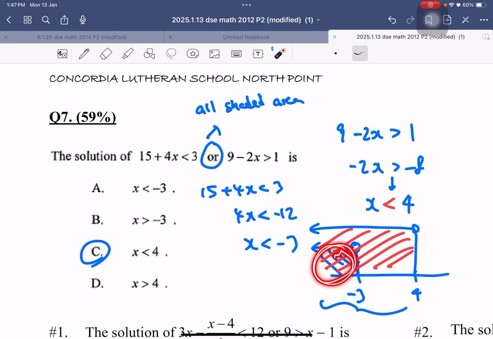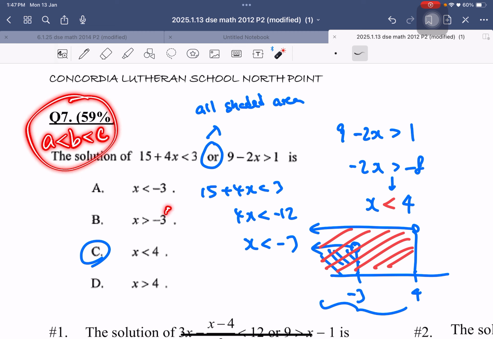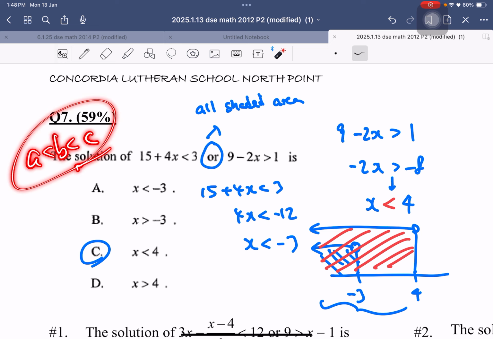Then if I have A smaller than B smaller than C, is this connected by "and" or "or"? And. Why is it "and"? Oh, finally, good. Okay, if you didn't see the "or", then that must be "and". Because it's connected. When you didn't see the "or", then it's going to be "and".